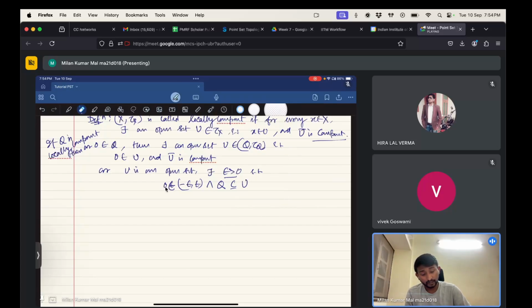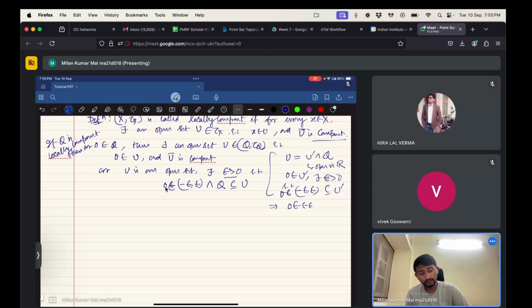Okay, I can even write here. Now U equals U dash intersection Q, where U dash is open in R and 0 belongs to U. That means there exists epsilon greater than 0 such that (minus epsilon, epsilon) is sitting inside U dash, and 0 is sitting inside it. That implies 0 is in (minus epsilon, epsilon) intersection Q, a subset of U dash intersection Q, which equals U. This is the definition.